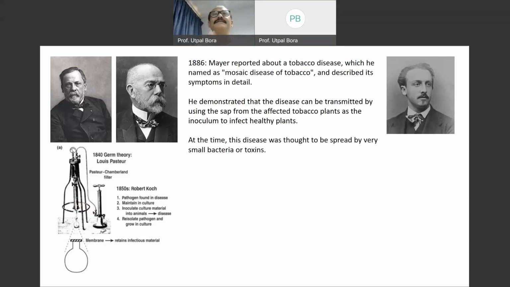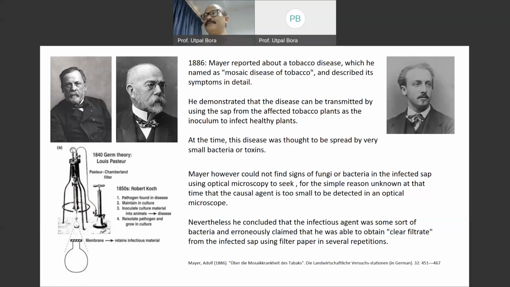So a couple of decades after this, in 1886, Mayer was studying one disease in tobacco because the leaves have a mosaic appearance. So this disease was named the mosaic disease of tobacco. And Mayer did an extensive study of this particular disease, and he described the disease symptoms in detail. And using the Koch postulate, he demonstrated that the disease can be transmitted by using the sap from the affected tobacco plants as the inoculum to infect healthy plants. And he thought that this disease was spread by very small bacteria or toxins. Those were his assumptions at that particular point of time.